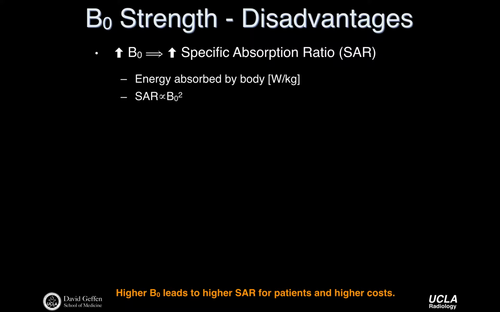What are the disadvantages of having higher and higher B0 field strength? Amongst them is the so-called specific absorption ratio. Every time we're using radio frequency energy, the frequency of that energy has to be matched with the B0 field strength. Higher and higher fields use higher and higher frequencies, and the frequency of that energy is associated with higher and higher energy deposition in the subject. And so the simple story here is that the use of radio frequency pulses in MR can heat people up. And at higher and higher field strengths, we can heat them more and more and more.